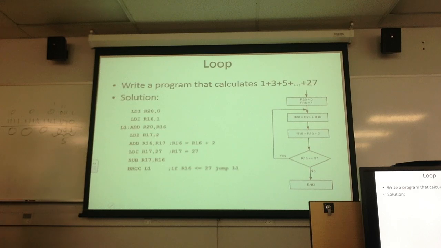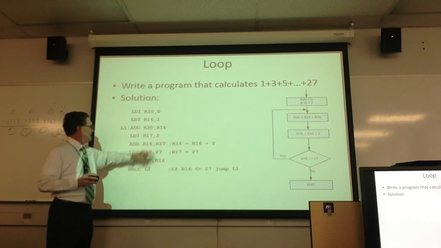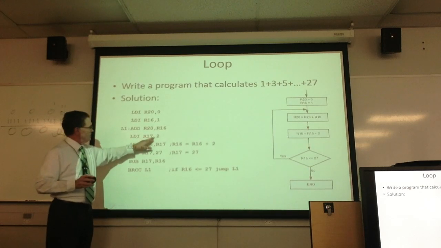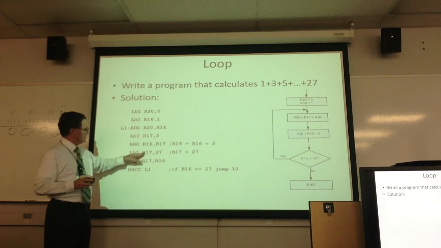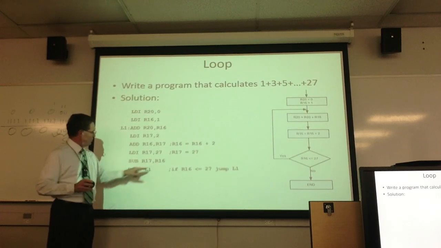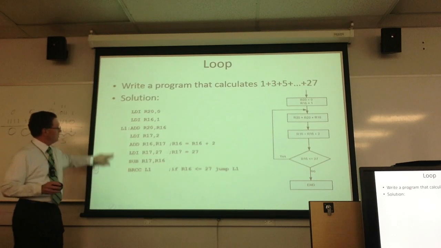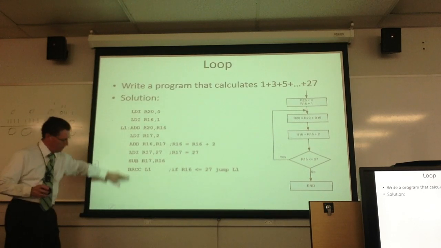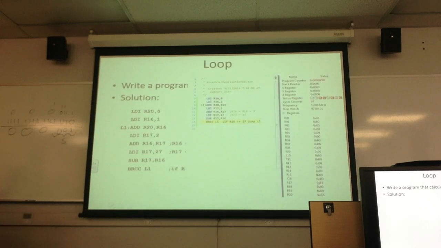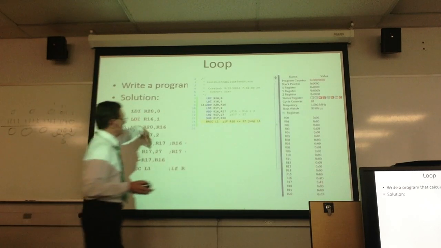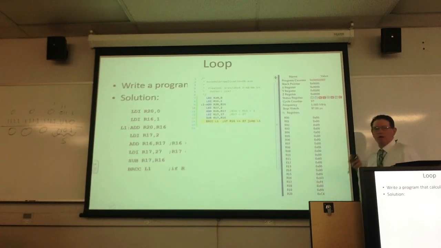And again, so we load up a 0, load a 1 in R16, add them together, load R17 with a 2, add them together, load R17 with a 27, subtract, branch on a carry clear. Branch on a carry clear back to here. If the carry is set, we bail out. We are done. I ran the code for you so you can just see when it finally got down to 27, the carry flag was set and we were done at that point.